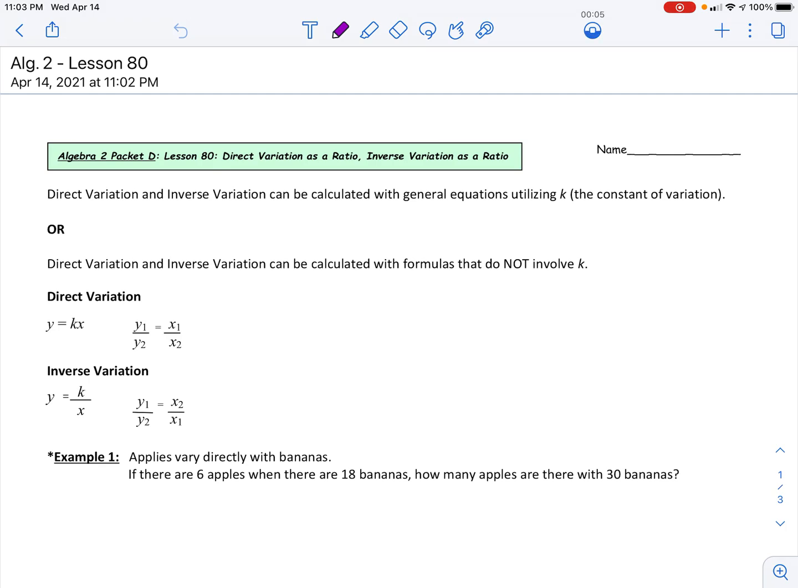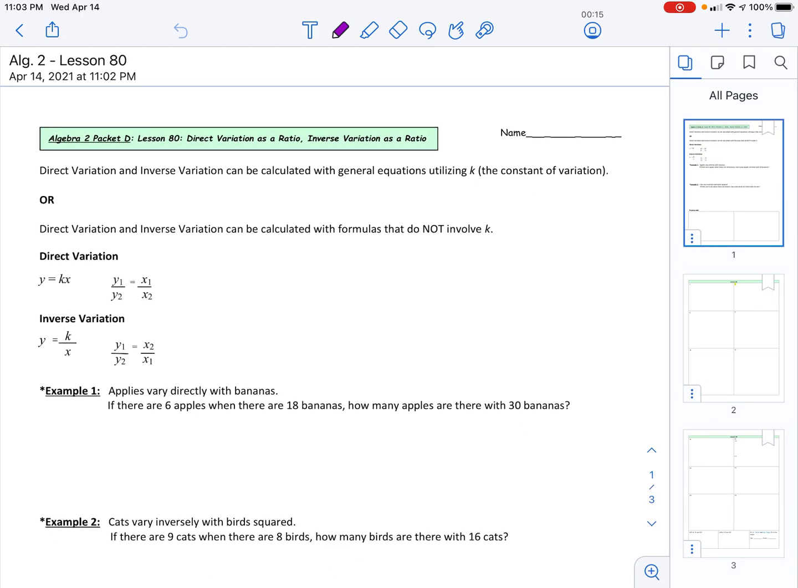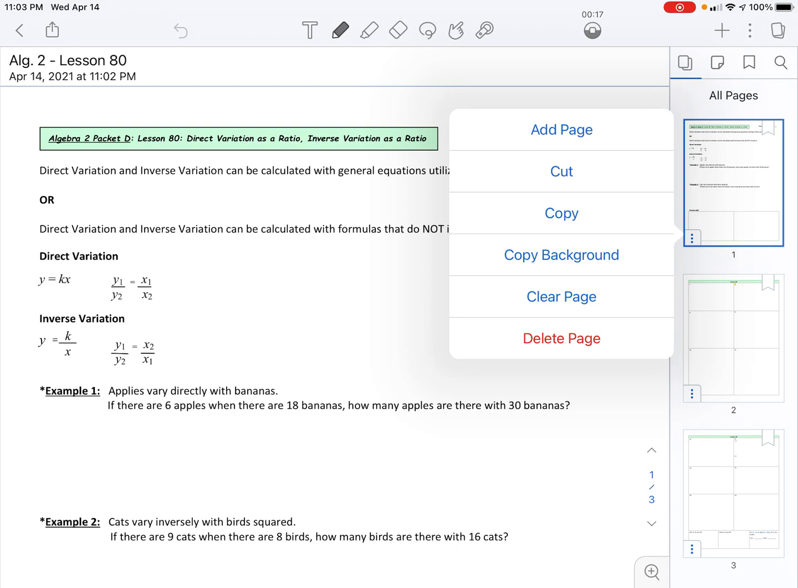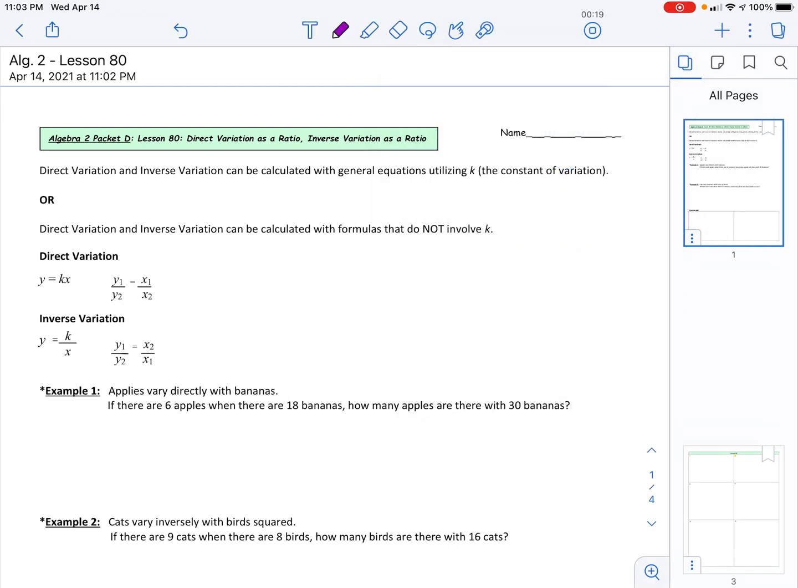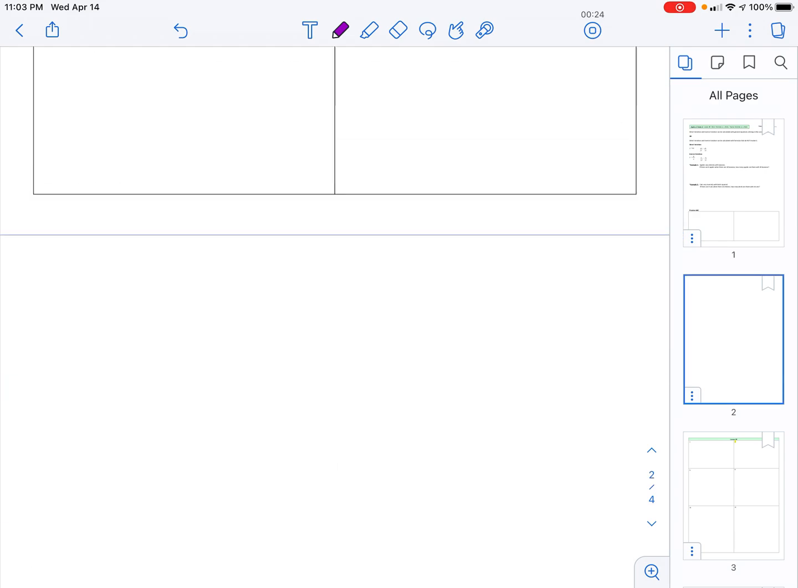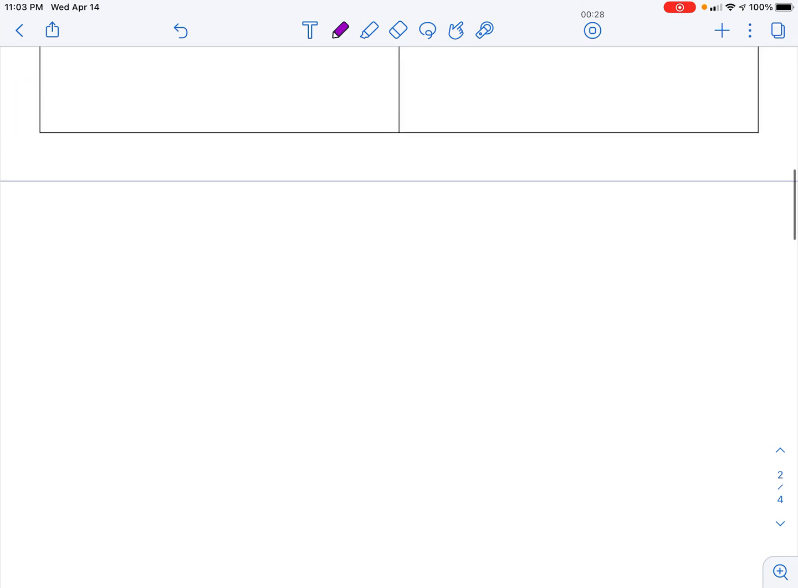Okay, guys, let's take a look in our Algebra 2 packet on Lesson 80. We're going to be talking about direct variation as a ratio and inverse variation as a ratio. I'm going to get another sheet of paper here because I want to do just a few notes with you before we actually get started. Let's do a little bit of memory recall here first.